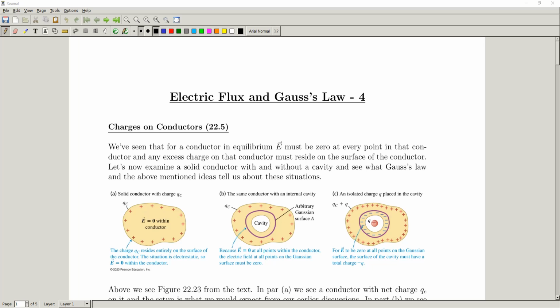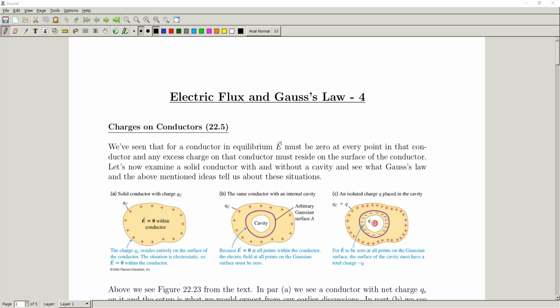Okay, this is going to be our fourth and final video in our series on electric flux and Gauss's law. In this video, we're going to be discussing some of the results that we can get by using Gauss's law on solid conductors. We're going to look at solid chunks of conducting material, apply Gauss's law to them, use some of the things that we talked about before, and see what results we can get from that.